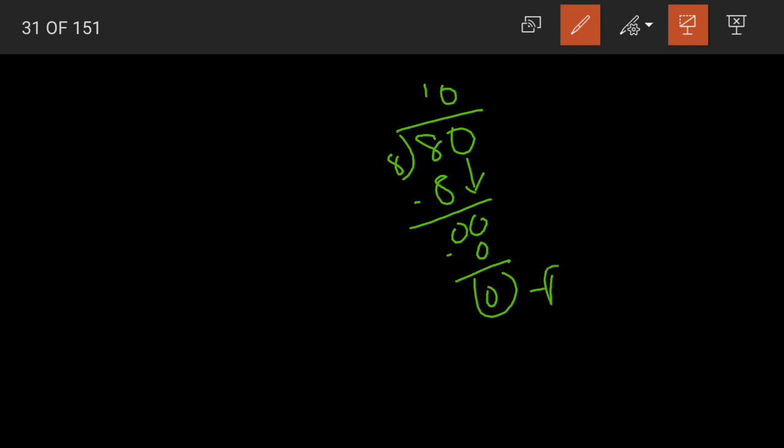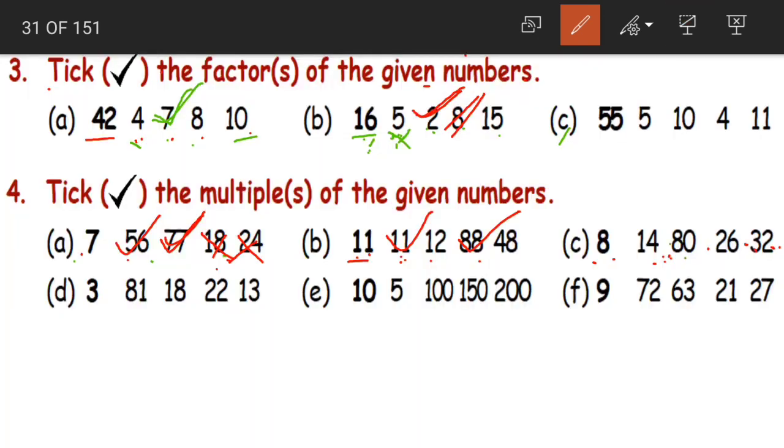Next 80. We have 8 ones are 8. When we subtract, 0 is remaining. 0 brought down. Again 8 zeros are 0. 0 will be our remainder. So 80 is a multiple of 8.